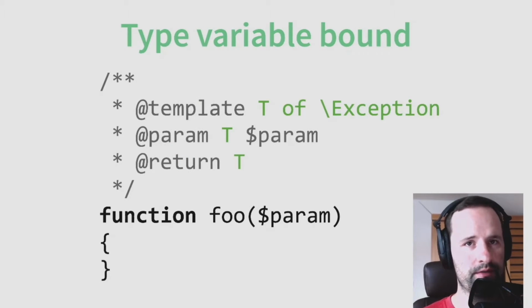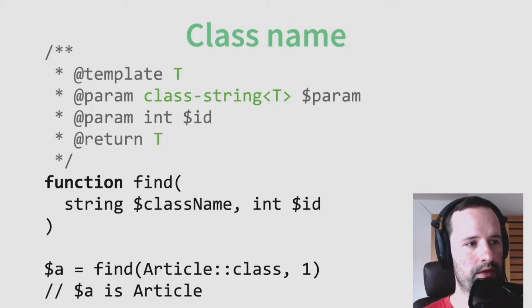We can also limit the type variable to a specific type. In this case, this function is only accepting objects of type Exception, but it's still generating an infinite number of signatures, because, for example, if you pass in an InvalidArgumentException, it will also return the InvalidArgumentException. So if you pass in some subclass, it will tell the static analyzer that the function is also returning the same subclass. You can also reference and require a string with a class name and work with the resulting class.